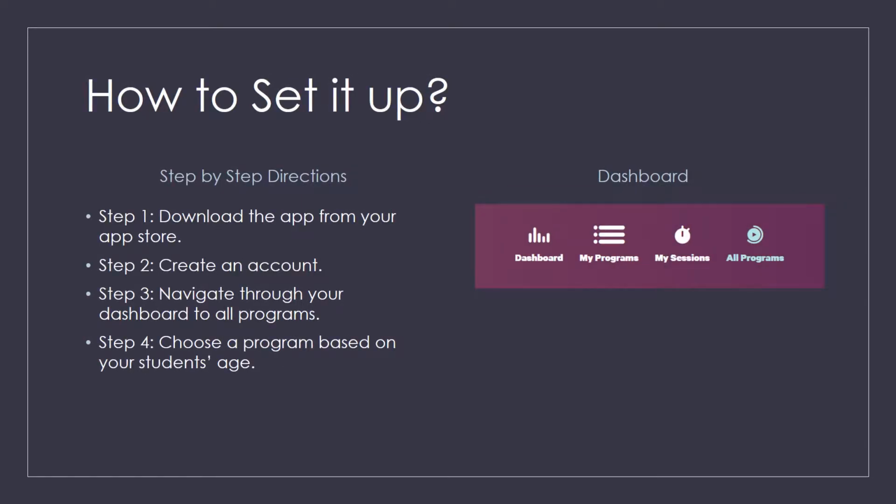The Smiling Mind app is very simple to set up. Initially, you will need to download the app from your app store. Next, simply create an account, and then navigate to your dashboard. On your dashboard, as you can see in the screenshot here, you will want to find All Programs. Once you navigate to All Programs, you will be able to choose a program that fits the needs of your students.